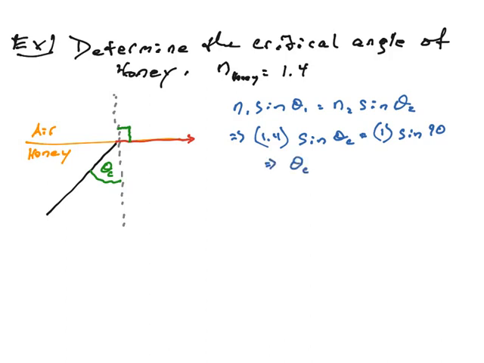So theta c must be the inverse sine of 1 over 1.4 times sine of 90. Well, sine of 90, that's just 1. So 1 over 1.4, inverse sine of that number, gives me 45.6 degrees.